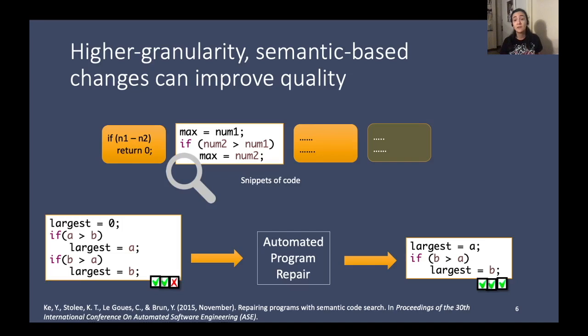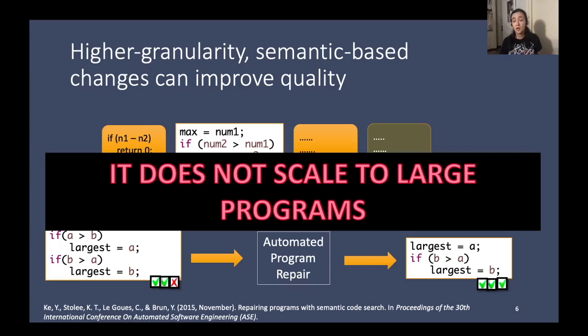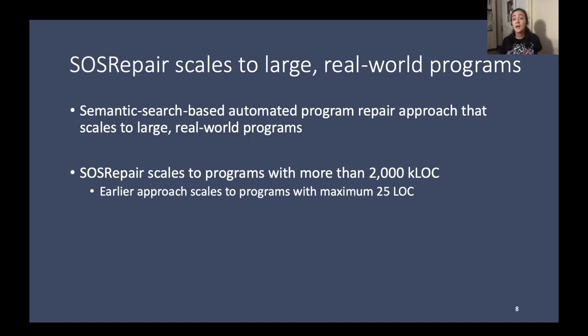However, it has never been applied to real and large programs since it does not scale. So that's why we created SOSRepair. SOSRepair is the first semantic search-based automated program repair approach that actually scales to large real-world programs. To just give you an idea, SOSRepair scales to programs with more than 2 million lines of code, whereas the earlier approach only scaled to programs with maximum 25 lines of code.